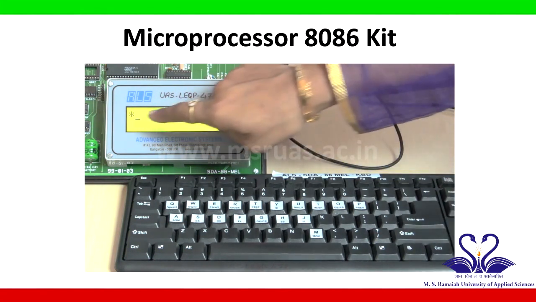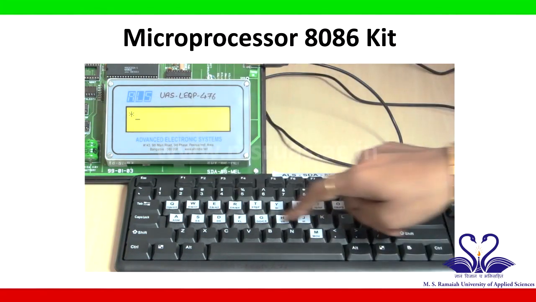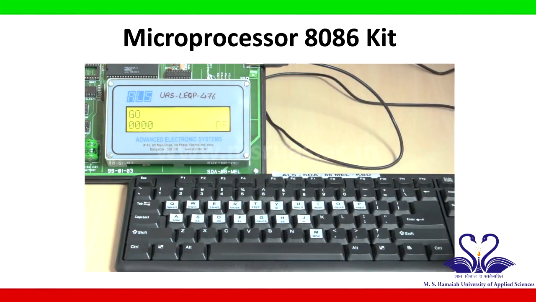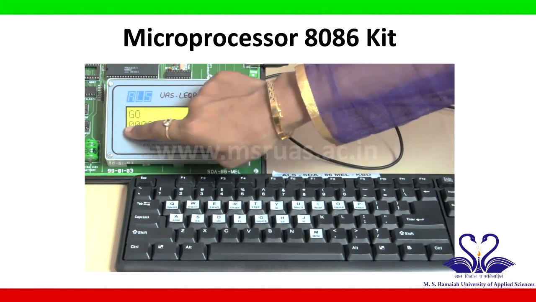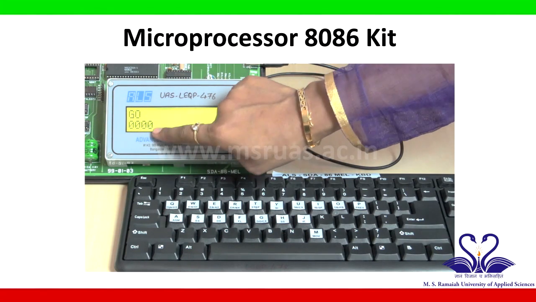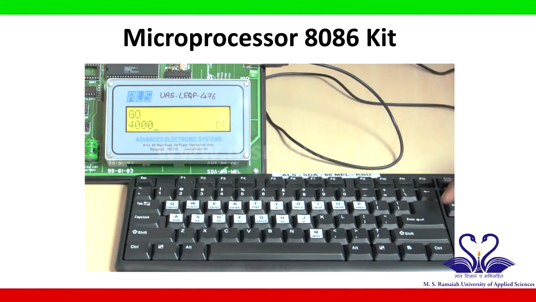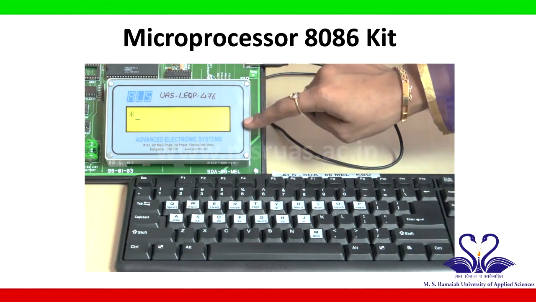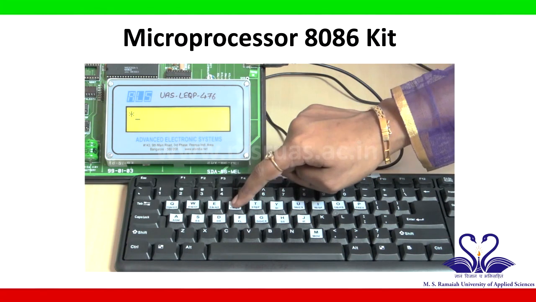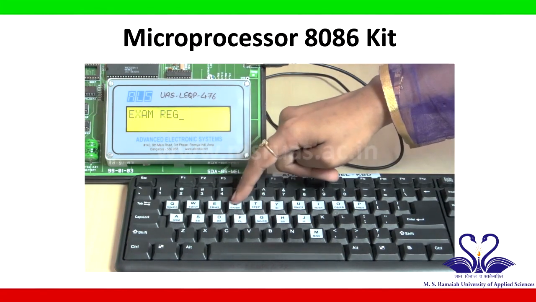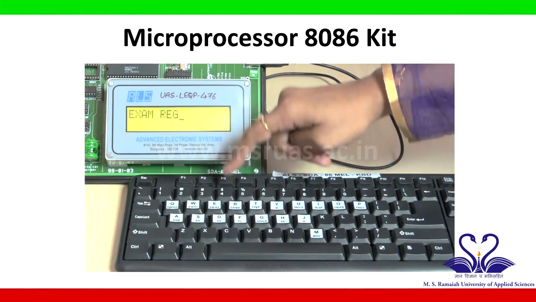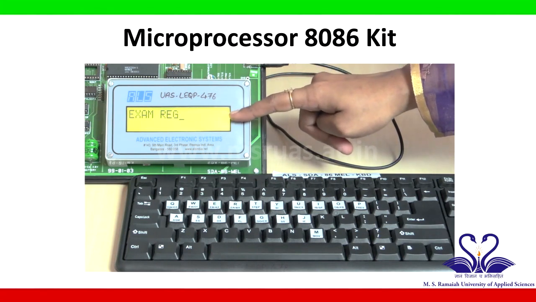Enter. As soon as you get this star symbol, give G, which means go. Now you need to mention the address location from which your program has started. Give 4000. Enter. Now we need to check the result. The result is present in register AX. Press R to see the result. Now the result is present in the register AX.